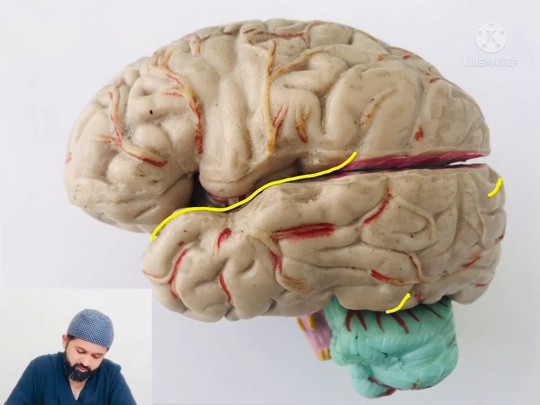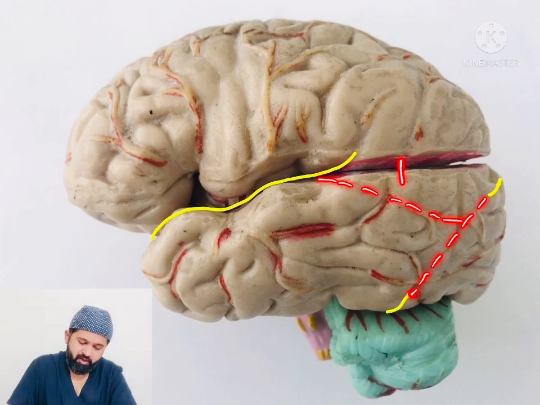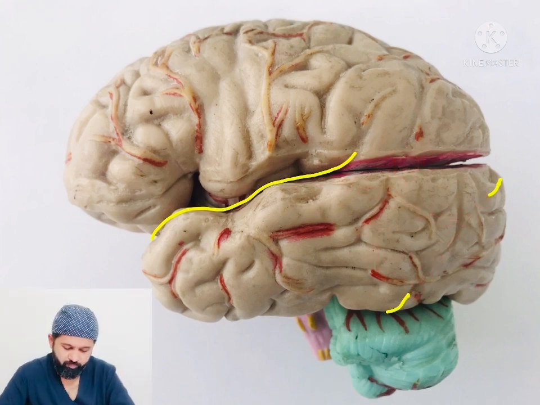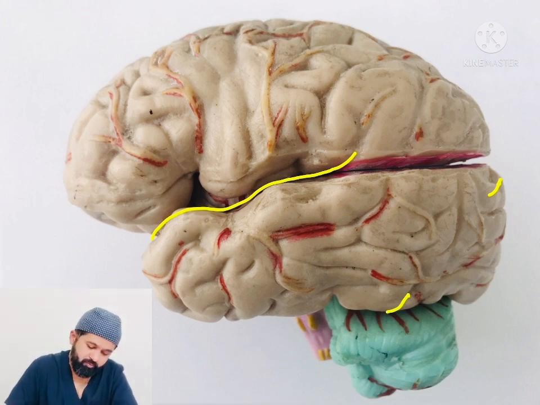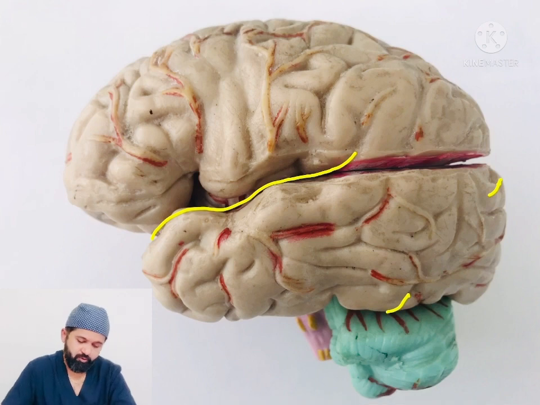Another imaginary line is drawn from the Sylvian fissure, joining the first line, and the part above this line is the parietal lobe, and the part below this line is the temporal lobe. So these are the arbitrary divisions of the superolateral surface into different lobes. Now we will study the main sulci and gyri in different lobes. So let's first see the frontal lobe.